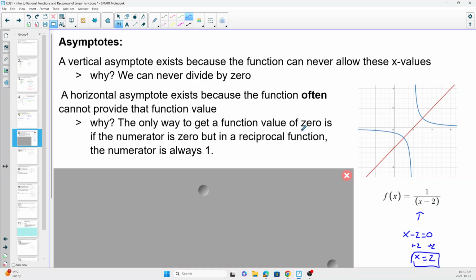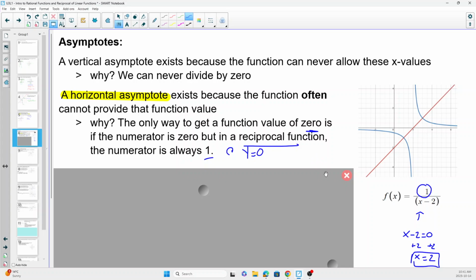The only way to get a function value of 0 is if the numerator is 0, but in a reciprocal function, the numerator is always 1. So every time you are dealing with reciprocal functions, meaning you've taken some function and inverted it and put it under a numerator of 1, there will always be a horizontal asymptote at y equals 0. I guess I don't have it written here. Okay, so at y equals 0, you will always have a horizontal asymptote when we are dealing with reciprocal functions.